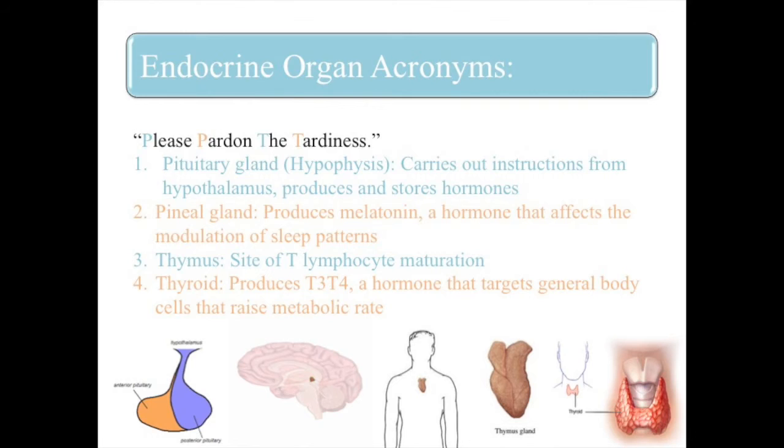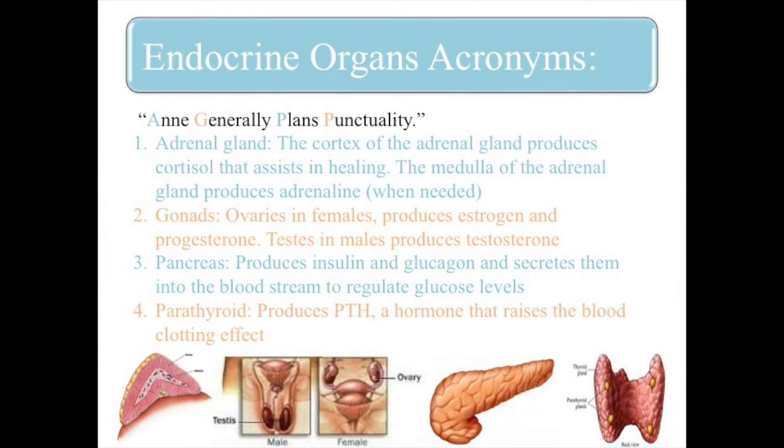The T in tardiness stands for thyroid, and the thyroid gland produces T3, T4, known as the thyroid hormone, and that is a hormone that targets general body cells and raises metabolic rate. The second half of the acronym is AND generally plans punctuality. The A in AND standing for adrenal gland.